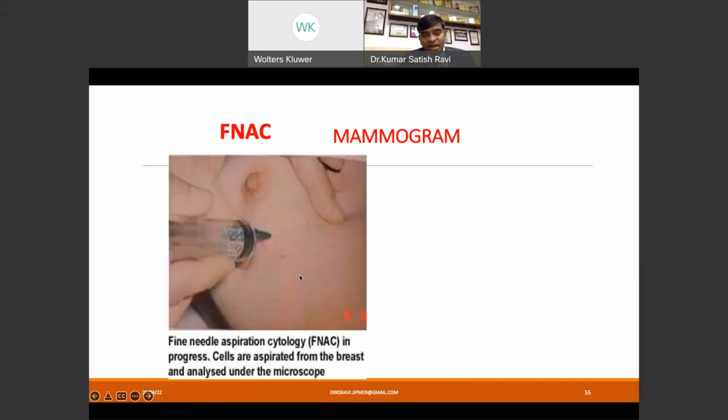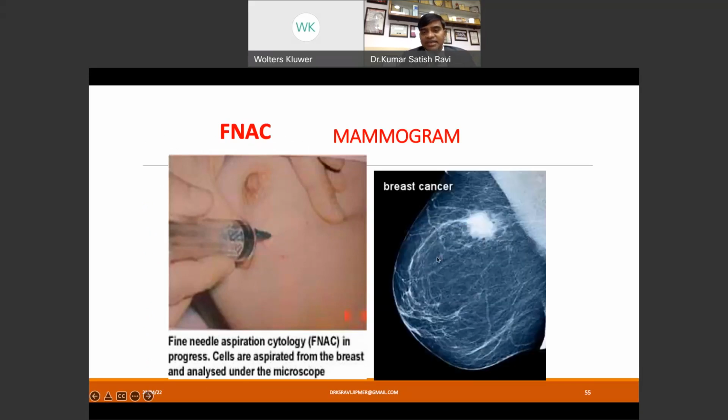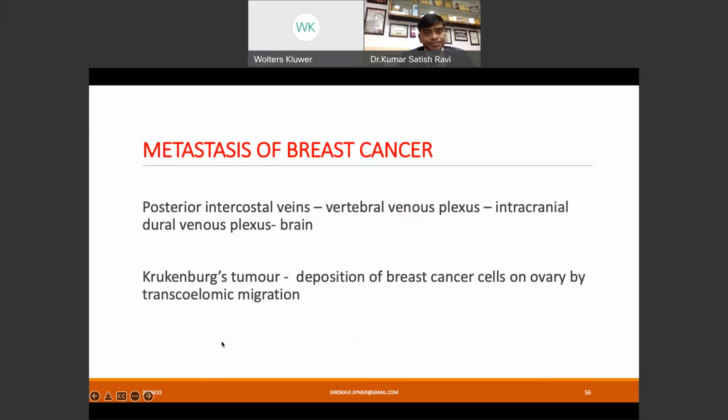This is the procedure you can see over here, fine needle aspiration cytology. Through this, cells are aspirated from the breast and analyzed under the microscope. Apart from that, you have the mammogram over here. In case of breast cancer, you can also go for an MRI mammogram.